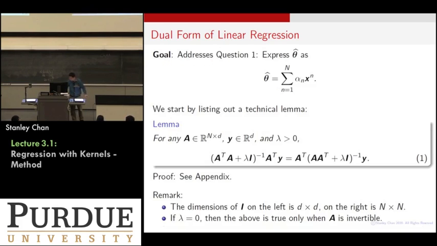So question 1 says, I want to show that this theta hat can be expressed as a linear combination of my input data points. Now how do I do that? You need some linear algebra. It's not a lot of steps, just some steps. It's given in this technical lemma. Let's look at this technical lemma for the moment, and then see if we want to go into some details later on. In this lemma, there is an equation. There's a left-hand side, there's a right-hand side.